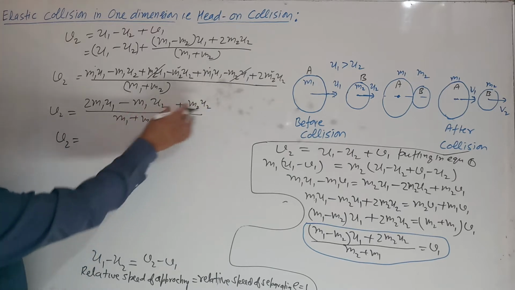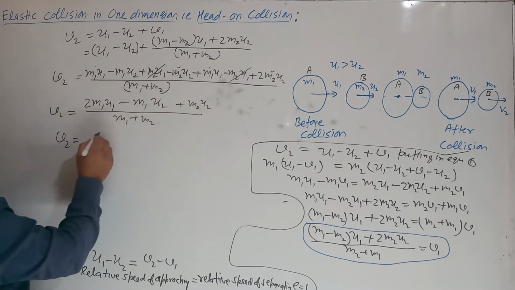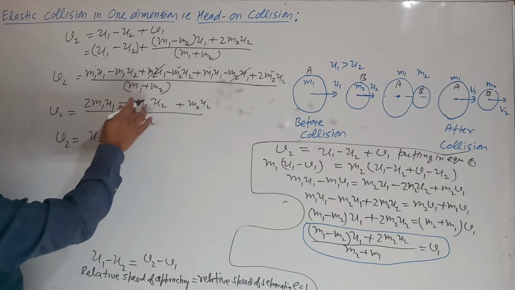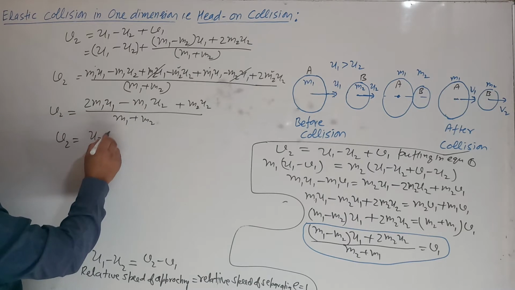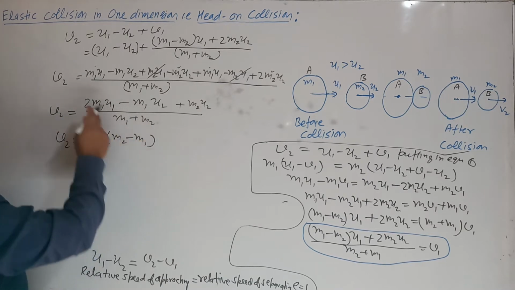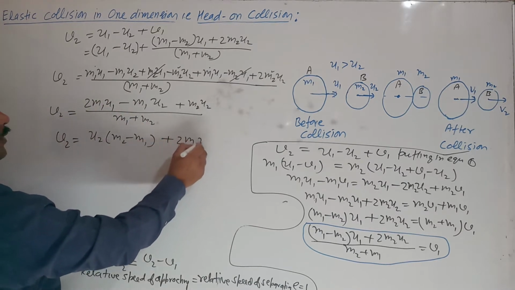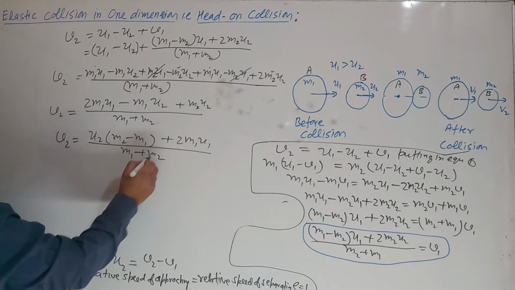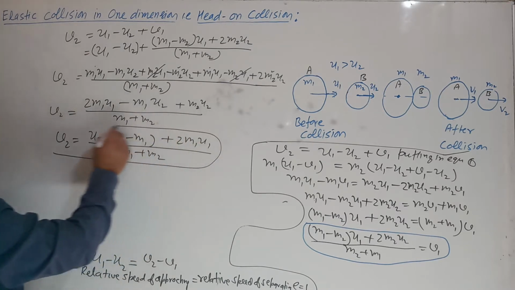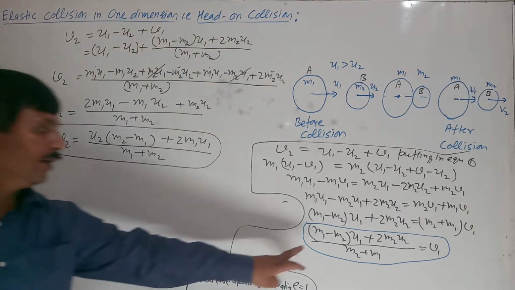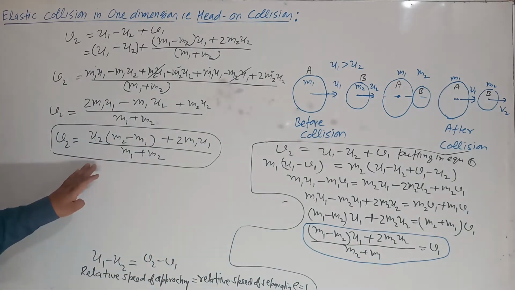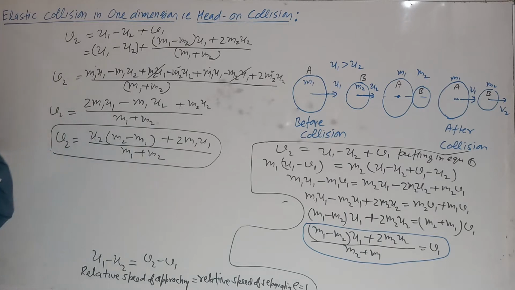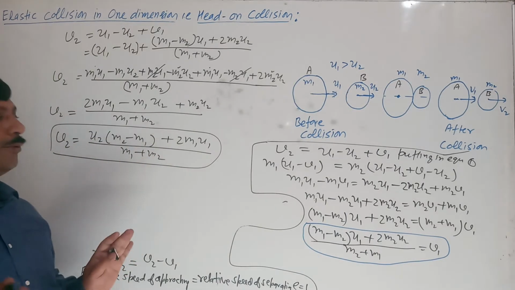So v2 is what? u2 I have taken common. I am writing here, so u2 we have taken common. So remaining is what? m2 minus m1, and this 2 m1 u1 upon m1 plus m2. So this is it. This is v1 and this is v2. v2 is equal to what? u2 times m2 minus m1 plus 2 m1 u1, upon m1 plus m2.